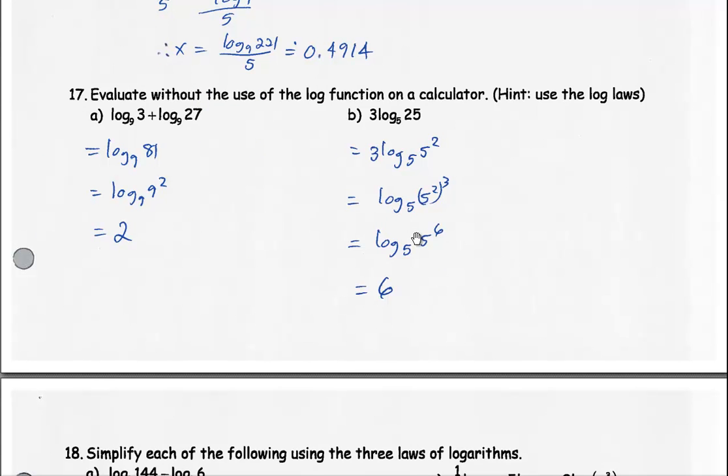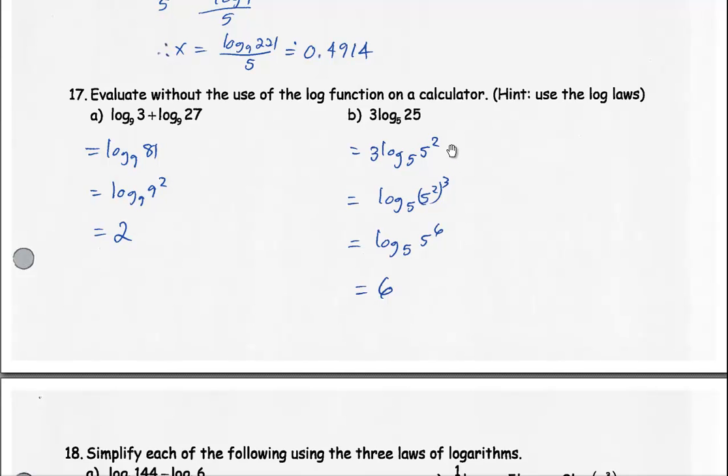So number 17, it says evaluate each of these without the use of a calculator. Notice these are both log base 9s, and we're adding the two, so we could rewrite it as one log by multiplying the 3 and the 27. So it's a log base 9 of 3 times 27, which is 81. Now 81 is 9 squared, so I can rewrite that 81 as 9 squared. And if those bases are the same, then this is equal to the exponent, so that would just equal 2. You can also say that this is equal to 9 raised to what power gives you 81, which of course is 2.